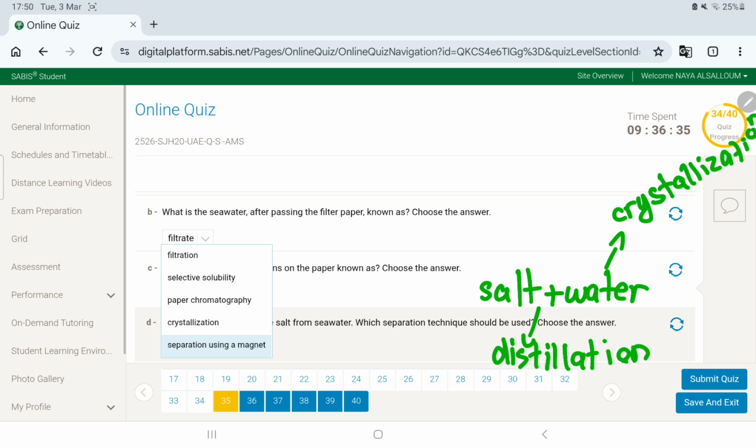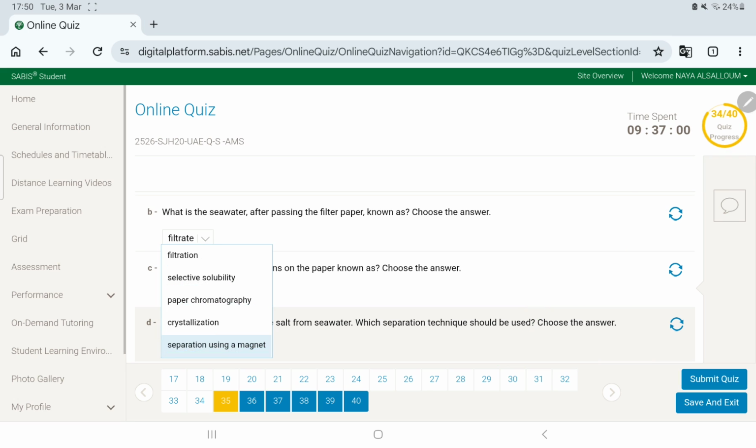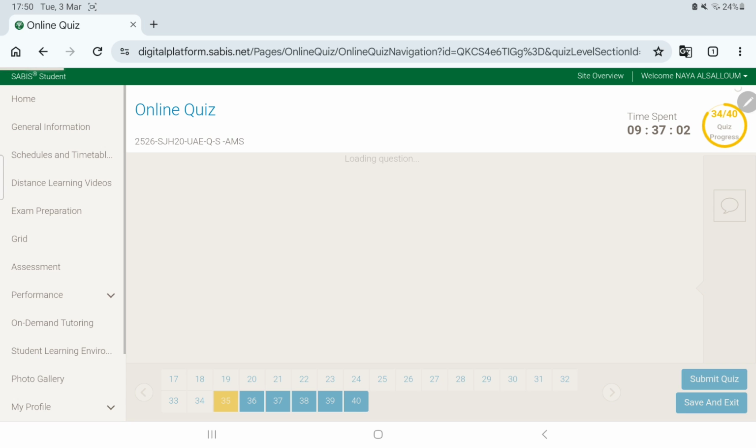Like this. So let's see which one is here. Filtration? No, it needs an insoluble solid from a liquid. Selective solubility? No, you need two solids, not paper chromatography. And not separation using a magnet because there's no metals. So which option is there? Crystallization.